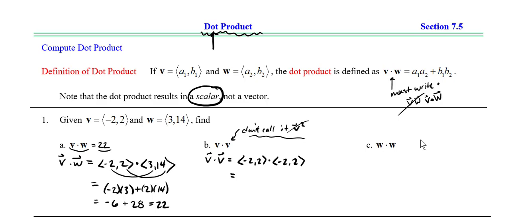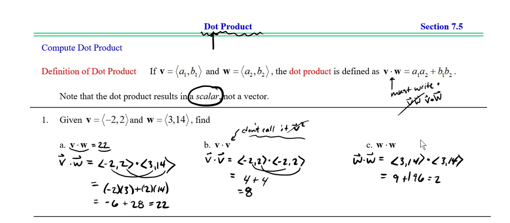Instead, we'll just write v dot v, not v squared. v dot v equals negative 2 times negative 2, which is positive 4, plus 2 times 2, which is another positive 4. So we get 8 here. I'll run through this second one real quick, and then I want to see something about these results that might be interesting or useful. ⟨3, 14⟩ dotted with ⟨3, 14⟩, that's w with itself. First component's 3 times 3 gives me 9. Second component's 14 times 14. Can we do that math? What is 14 times 14? Let's see. I think it's 196.